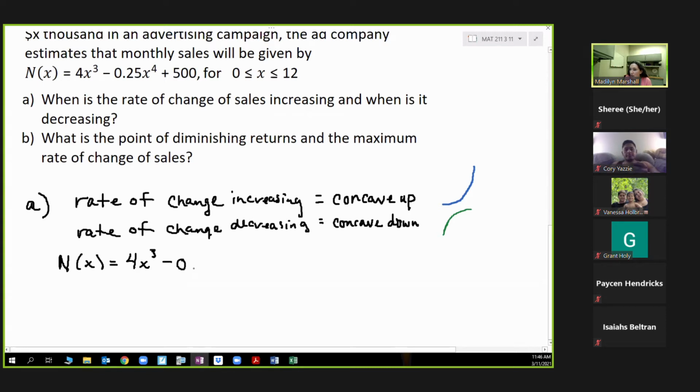What is the first thing we need to do to start to figure out? Yes, the derivative. So n prime is 12x squared minus 4 times 0.25, which is just 1, so that'll be minus x cubed. Yeah, that's right. This polynomial is out of order, so that threw me off. So we have our first derivative. What do we do next?